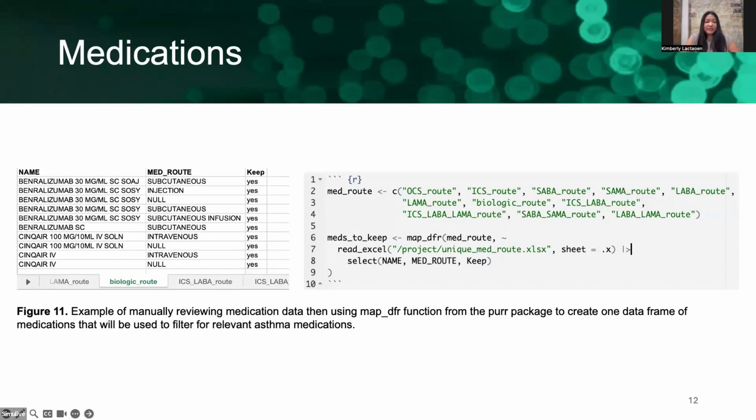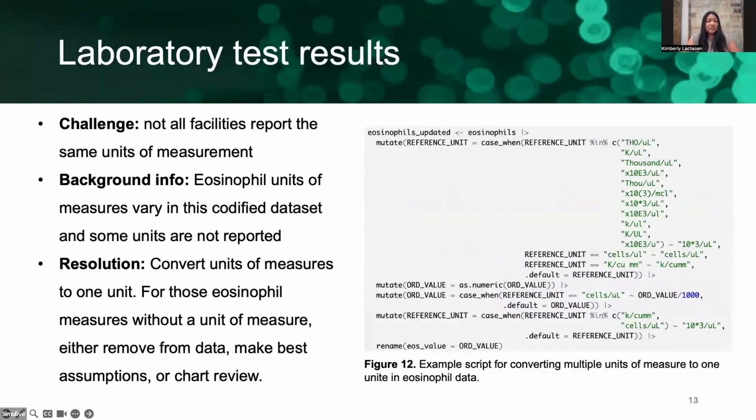You can see in this example, there's a screenshot of some of the biologic names and that there's a sheet in this Excel file for each type of medication. On the right, we read each sheet to create one data frame of medications using this map_dfr function from the purrr package. This data frame or table was then used to filter for relevant asthma medications.